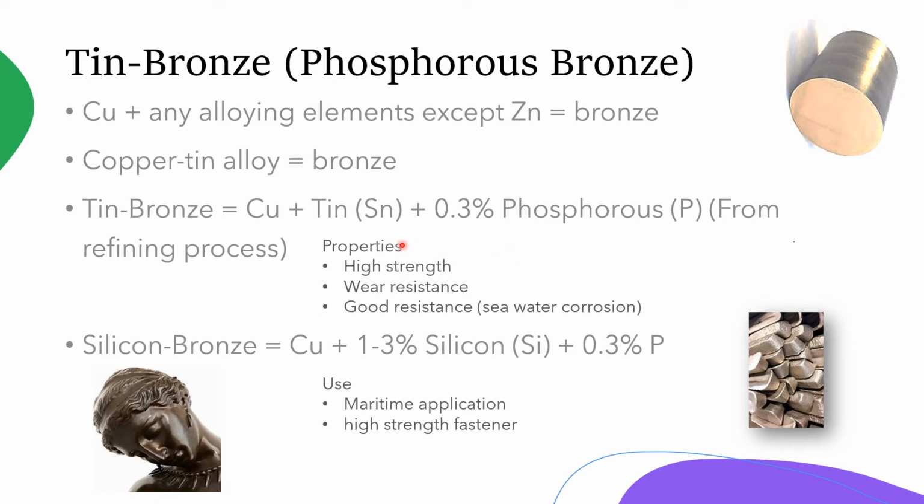He is pretty smart. Anyway, silicon bronze: copper plus 1 to 3% silicon, Si, and then 0.3% phosphorus. So that's how we make silicon bronze. So where do we use silicon bronze? We use it in the shipping industry, so maritime applications. And I see the majority of the students, they don't go into the shipping industry.